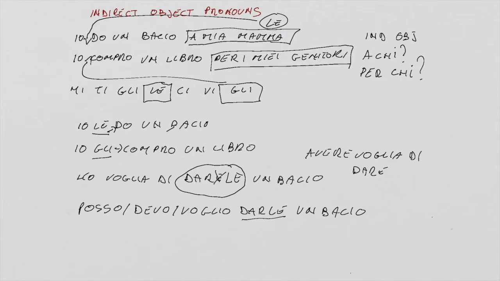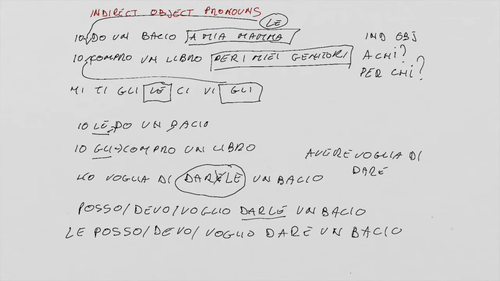or the pronoun can precede the entire verb phrase. So you place le in front of posso, devo, voglio. So le posso, devo, voglio dare un bacio. The English equivalent is exactly the same. I can, must, want to give her a kiss.